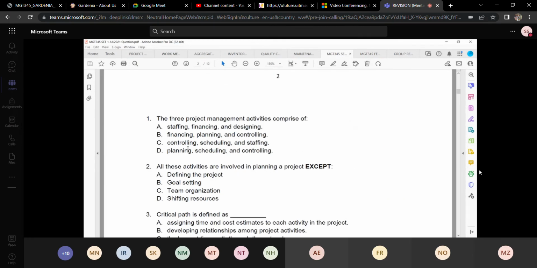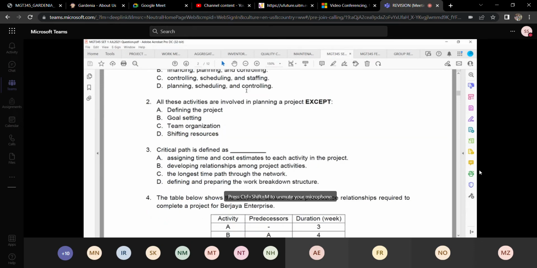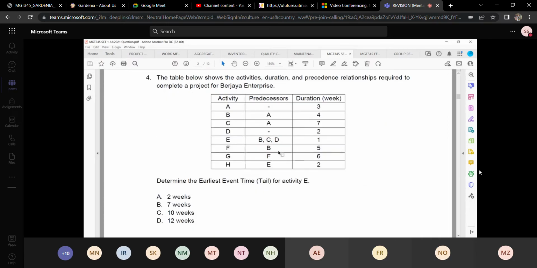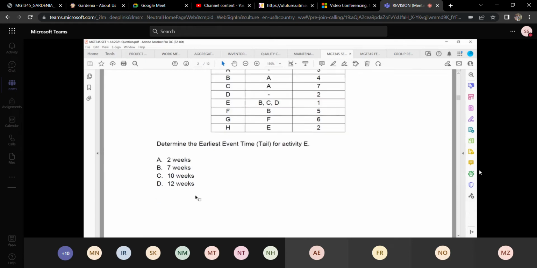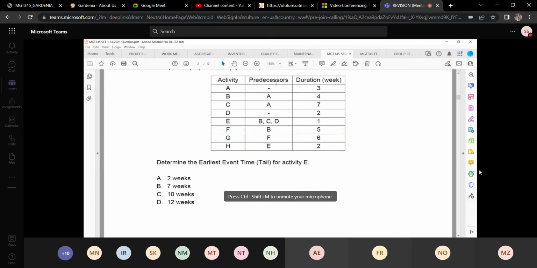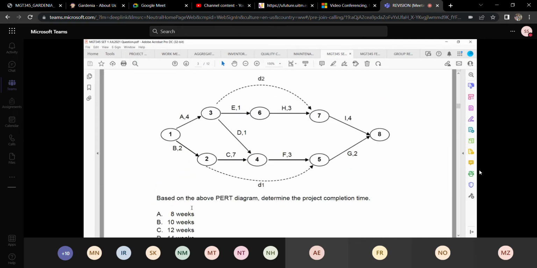Okay, so these are the examples. They can combine between theories and the calculation. Dia buat theories dulu, then dia tanya you calculation. Soalan ni, for the project management, you tak buat daripada awal lah. Dia cuma suruh you tanya, determine the earliest event time, till sahaja for the activity E. Actually, kena start daripada depan jugalah. Dia dah siapkan diagram. So, dia suruh cari determine the project completion time. So, kena cari semua EET dekat sini in order to find the project completion time.